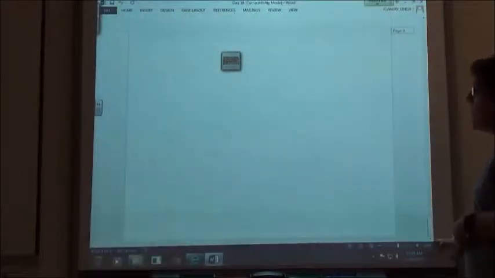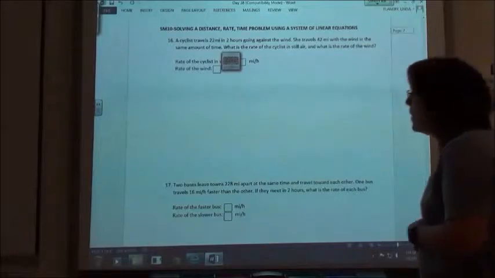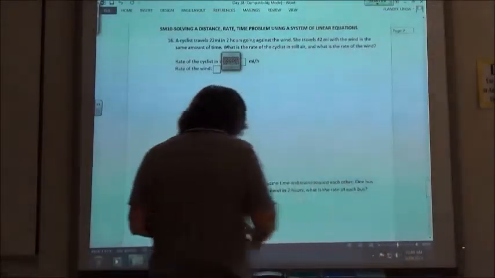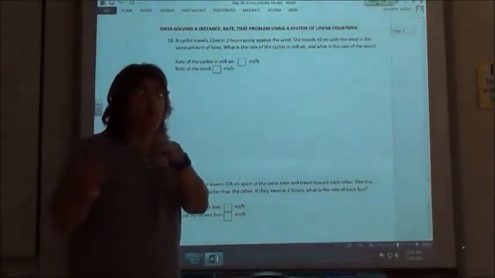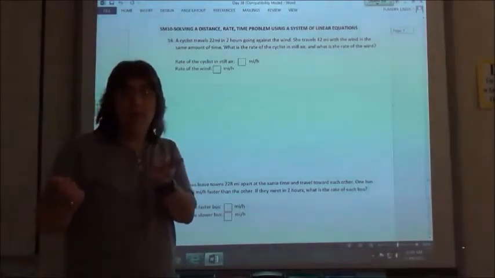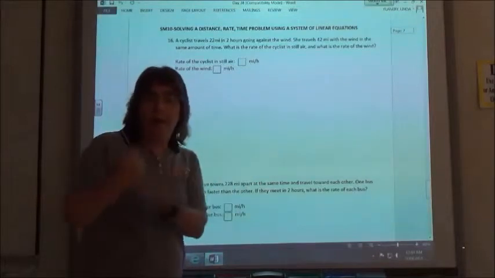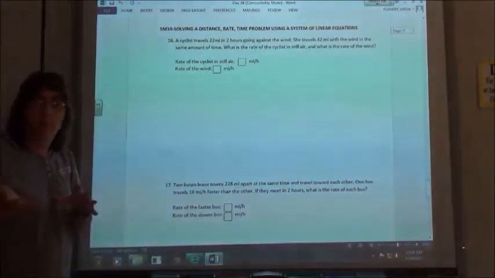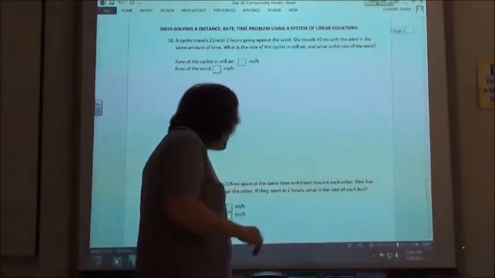16, 17, and 18 are the last three on this page. They have to do with distance, rate, and time, and you're going to have a couple of different variations of these problems. Either you're going to just use that distance is equal to rate times time, or you're going to have to use that you're going with the wind or against the wind. It's either going to push you and make you go faster, or blow against you and make you go slower.